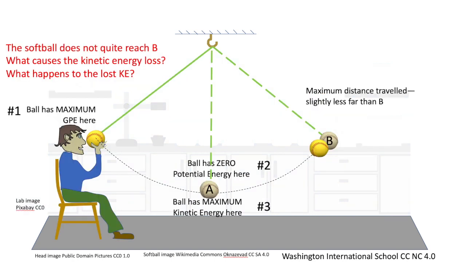In position number 1 on the left, person holding the softball right by their nose, the ball has the maximum potential energy. And as it goes through the arc, at the lowest point, it has 0 potential energy at number 2. Travels to B, travels back through A, and as it travels back through A, it has the maximum kinetic energy. It's going the fastest.